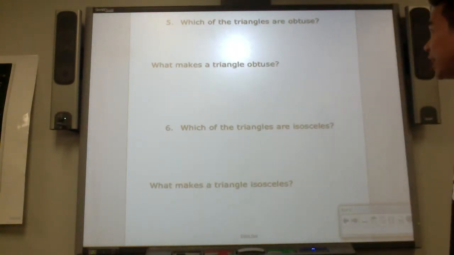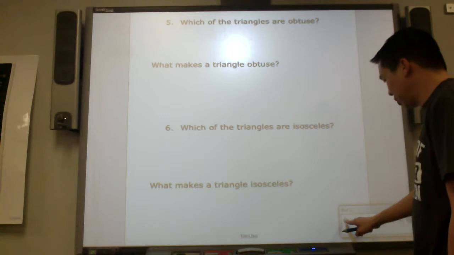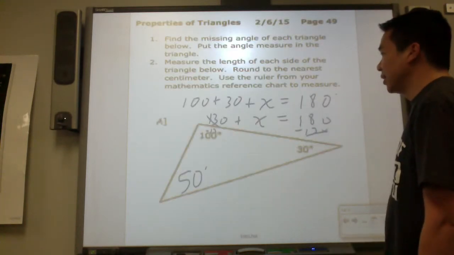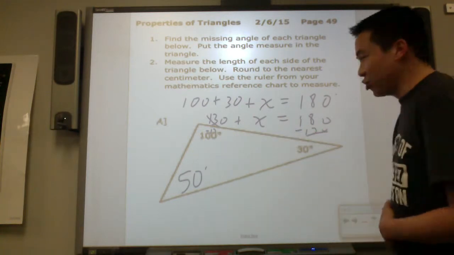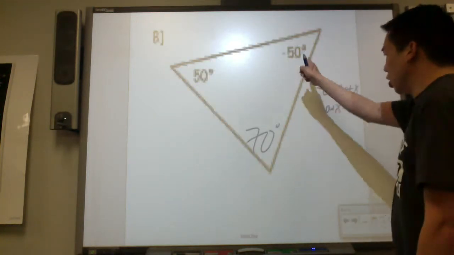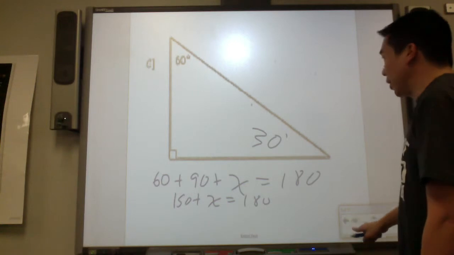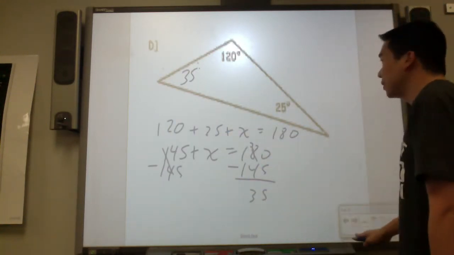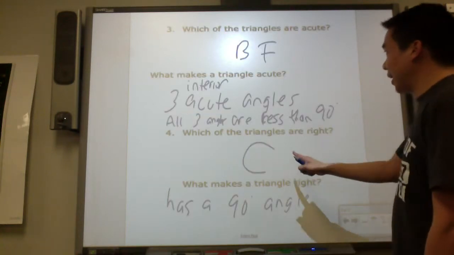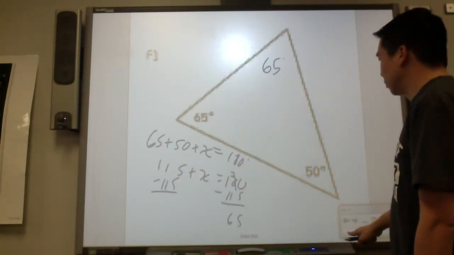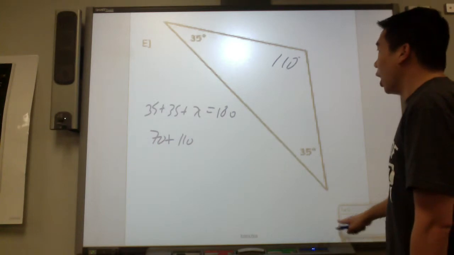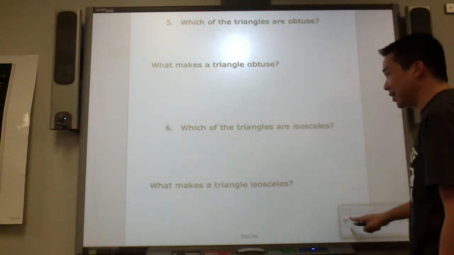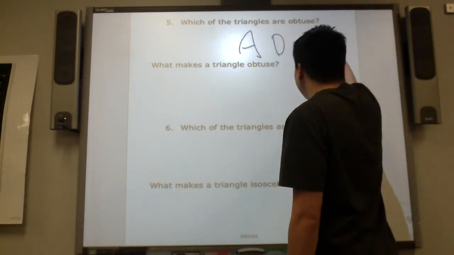Next one. Which of the triangles are obtuse? There are a couple of them, I believe. I think it was A. 100 degrees is more than 90, so that's obtuse. Not this one, not that one. D, 120 degrees is more than 90. So A and D. Oh, E. That number is more than 90. So A, D, E.